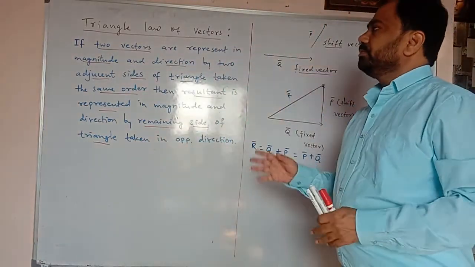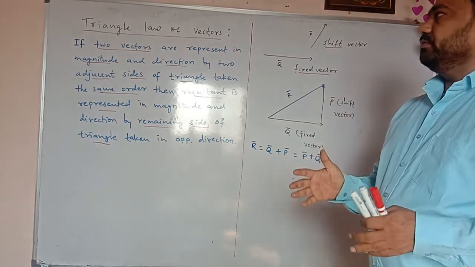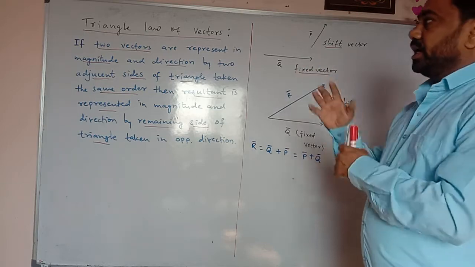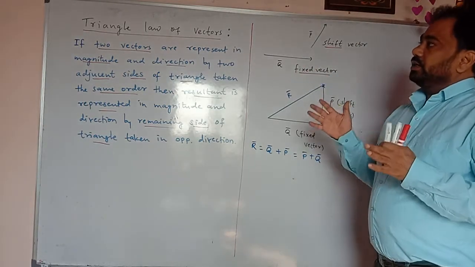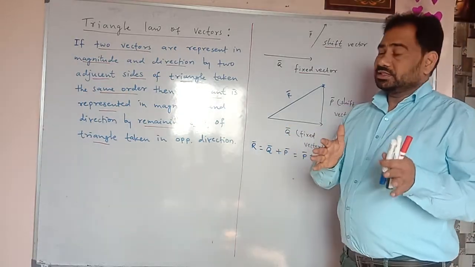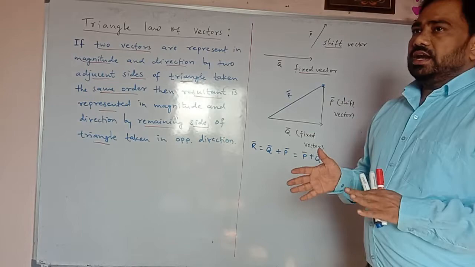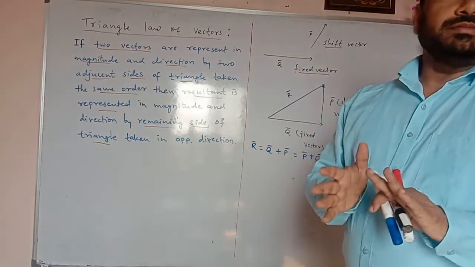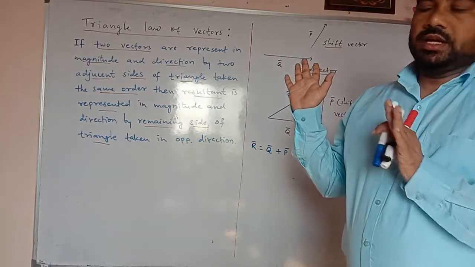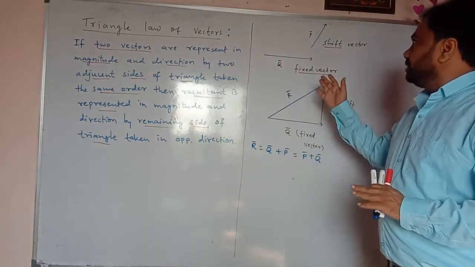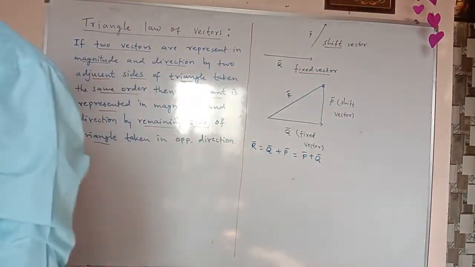So this is a very simple method. If two vectors are given to us and we have to add them by using the triangle law, you should remember that the two vectors are nothing but the two adjacent sides of the triangle, and the remaining side is the resultant of these two vectors. So this is about the triangle law of vector addition.